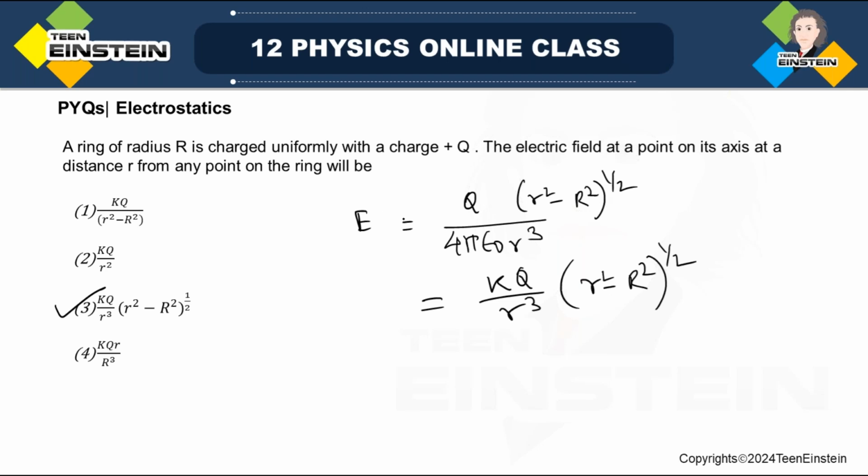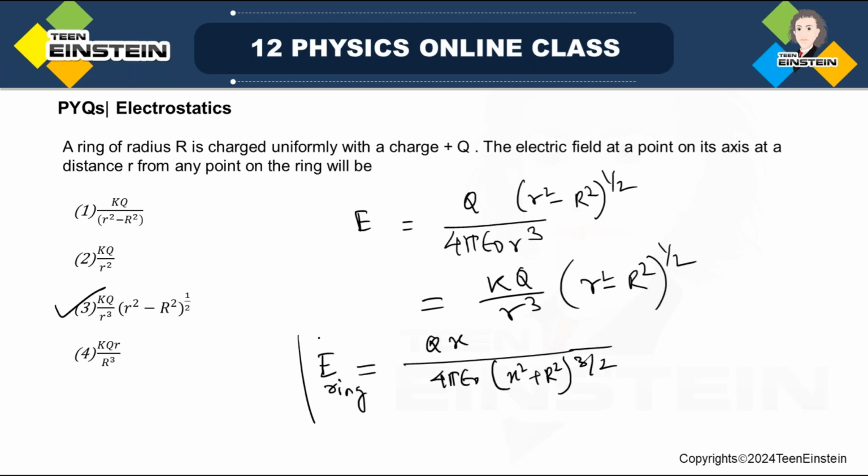See, dear students, just for your understanding, I have done this elaborately, but don't get depressed or less enthusiastic by seeing this rigorous calculation. You can just remember this formula, that the electric field due to a ring on its axis will be given by qx divided by 4 pi epsilon naught into x square plus capital R square whole to the power 3 by 2.